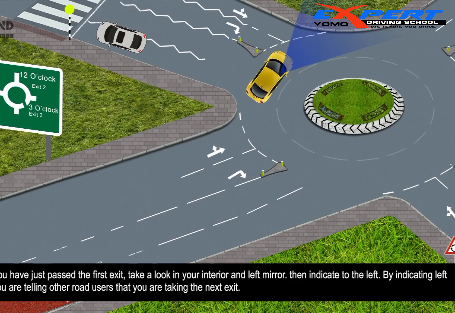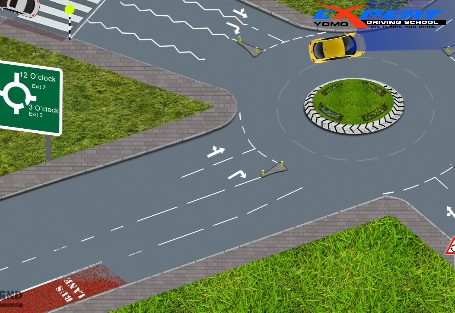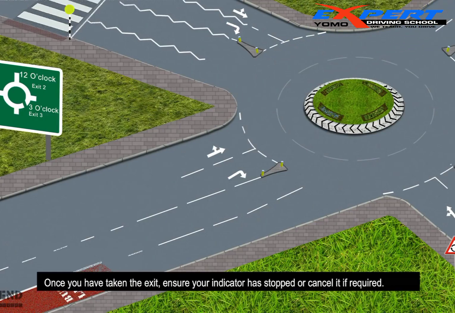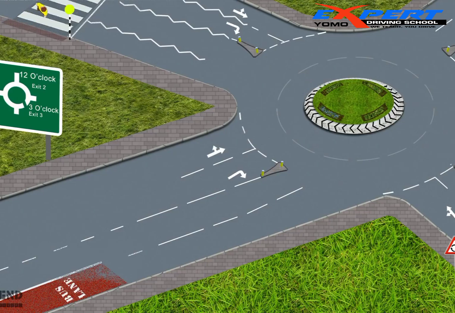Once you have just passed the first exit, take a look in your interior and left mirror. Then indicate to the left. By indicating left here, you are telling other road users that you are taking the next exit. Once you have taken the exit, ensure your indicator has stopped, or cancel it if required.